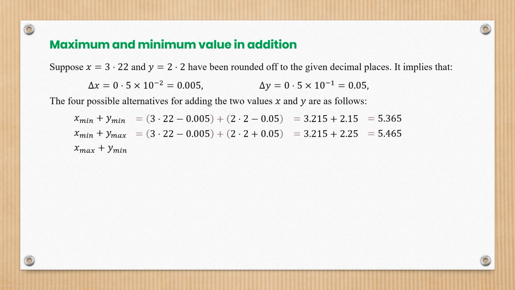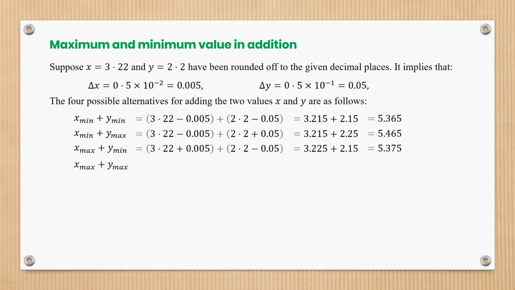Now there is also another alternative where we can have x max plus y min. That means that on x we shall add the 0.005, so we shall have 3.22 plus 0.005, and then where we have y min we shall have 2.2 minus 0.05. Remember, at the minimum we subtract and at the maximum we add. So we shall have 3.225 plus 2.15, which shall give me 5.375.